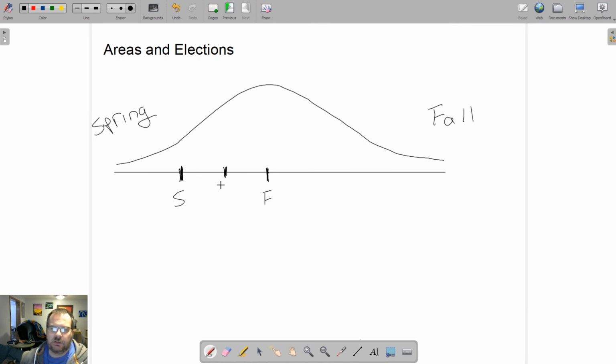The general idea you want to know is, to find out which one of these two is going to win, you find the midpoint between them, and then whichever one would be on the side with the most stuff under it is the side that's going to win. So that's it. That's really all you need to know for today's part of the assignment.